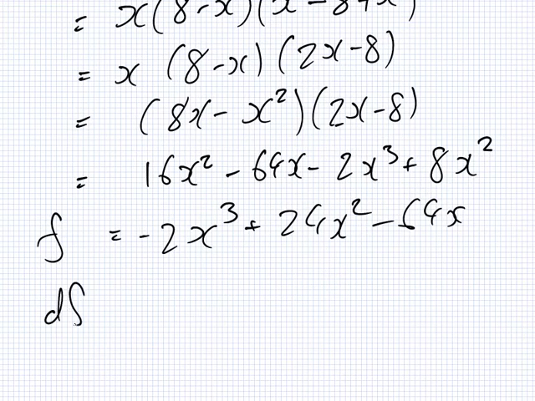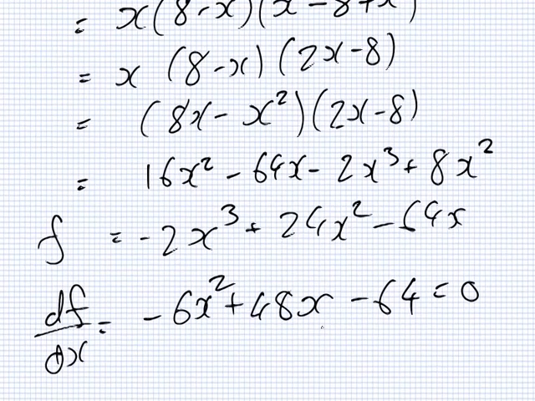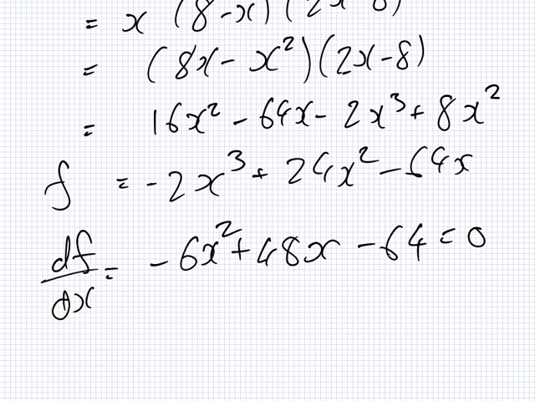So df/dx is minus 6x squared plus 48x minus 64 equals 0. Does 6 go into all of these? No. Does anything go into all of these? 3? 3 doesn't go into this. Is this right? Is this what you got? Yeah. Oh, it doesn't have nice answers. We have to use the formula, I think. So if I take my calculator out, we'll get 2 answers here for x.